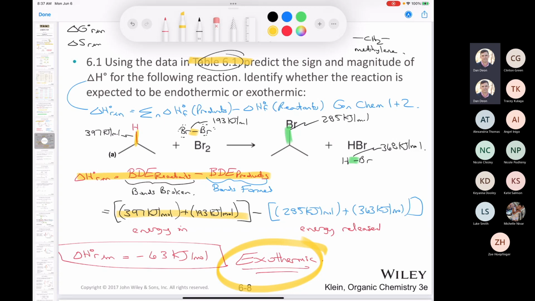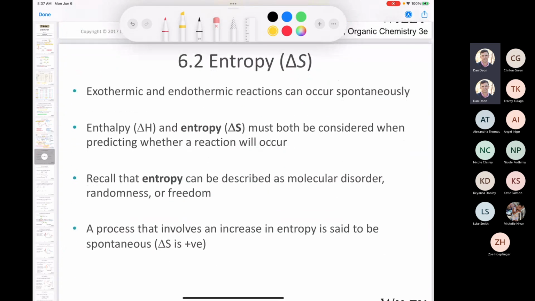I'm really trying to make a segue to section 6.2, which deals with entropy, because the ultimate deciding factor as to whether a reaction is going to happen or not is based on delta S, or entropy. Check it out. It says here at the top that exothermic reactions have a delta H of reaction that is a negative number. And if we have an endothermic reaction, the delta H of our reaction is positive. Both of those can occur spontaneously depending on the situation.